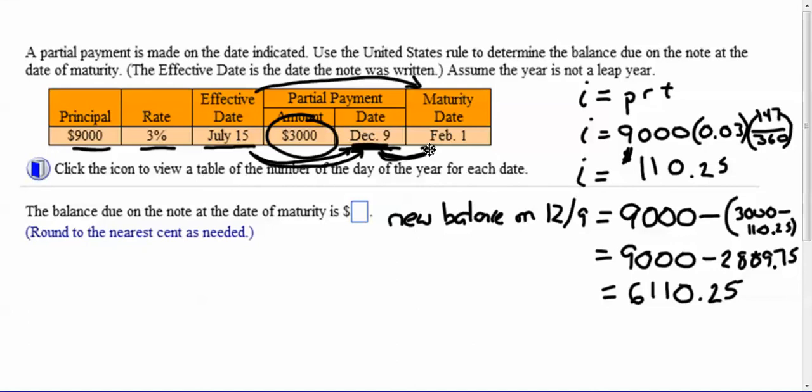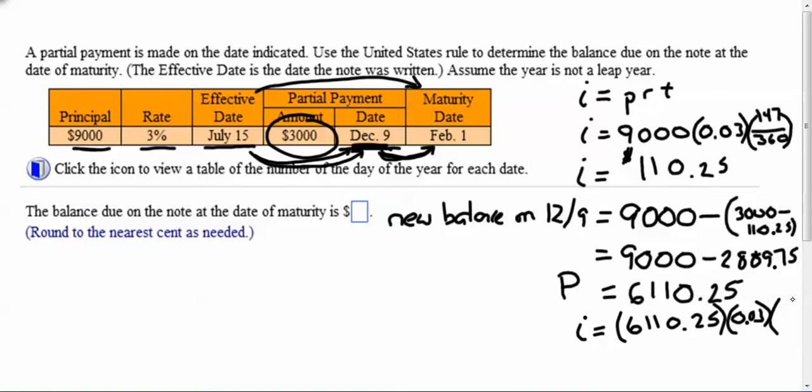So I'm going to just put P here. That's the new P, the new principal. To figure out the amount of interest we owe on the maturity date, we're going to use I is equal to PRT again, but now we have a new P. I'll put it in parentheses. We have a new principal. The same rate. It's not a variable rate. It's the same rate, 3% annual interest rate.